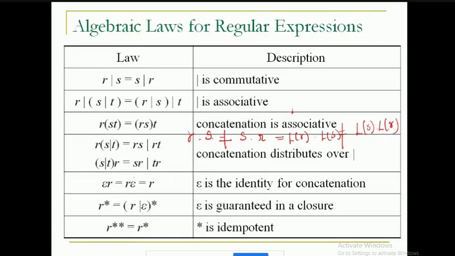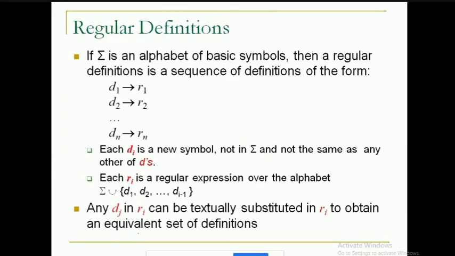And identity was already discussed, and we can write R star as R or epsilon, right? And idempotent. Okay. So the next one is regular definitions.